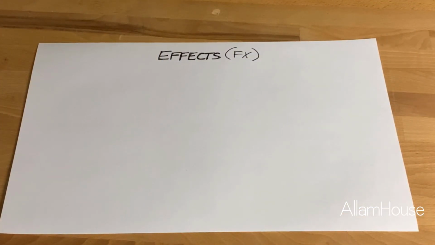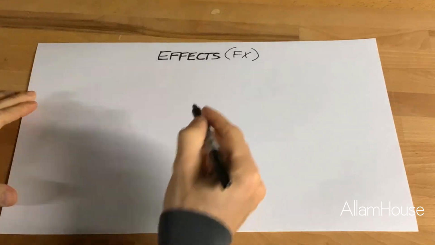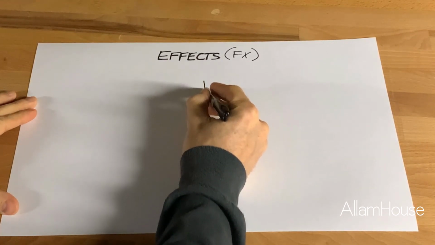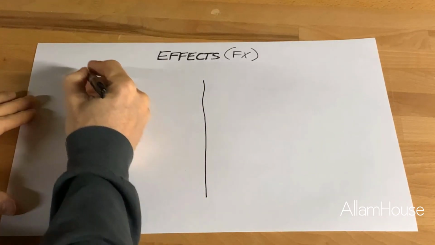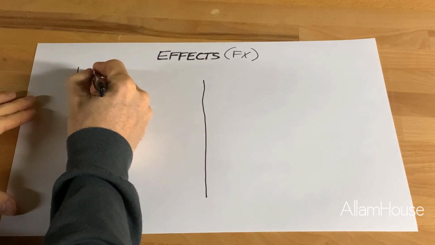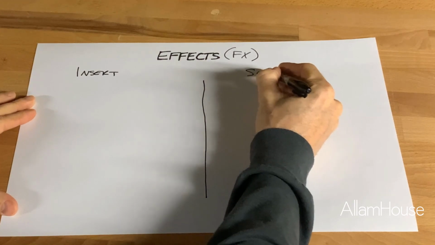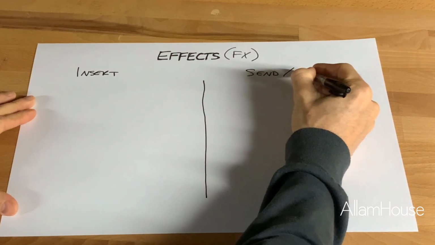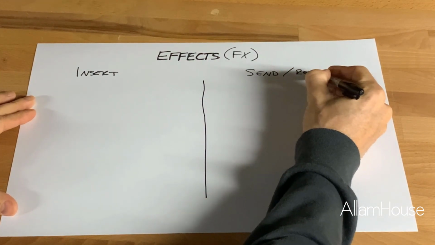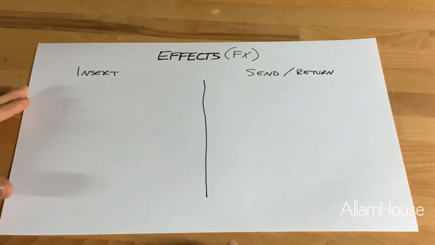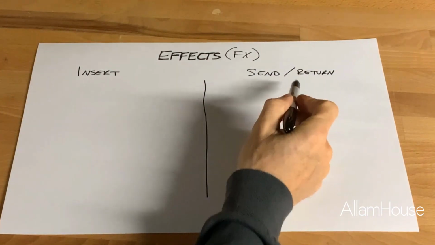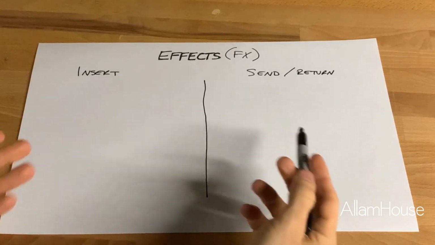All right, so let's dive into these differences of effects. So we've got our trusty whiteboard here, or white piece of paper, and there's two main styles of effects. First we're going to talk about insert effects. And then next we'll talk about what I call send and return effects. There's probably some more official name for it, but that's what I call them because that's what they do.